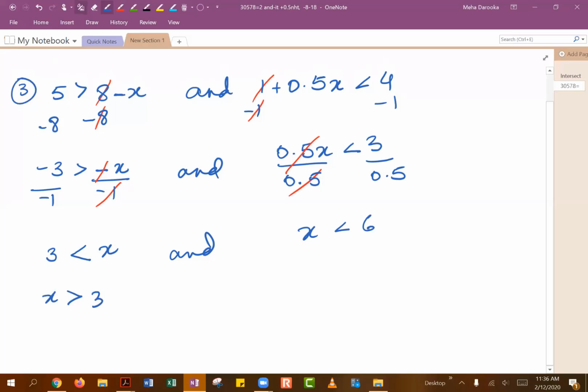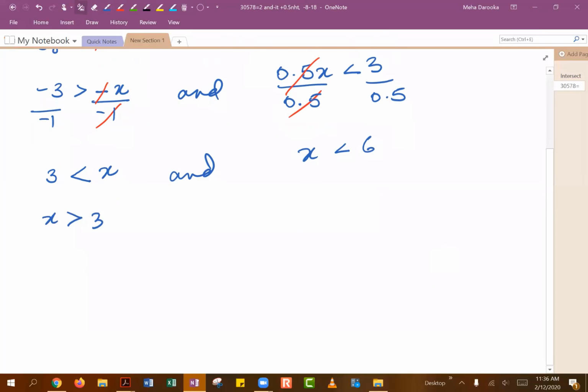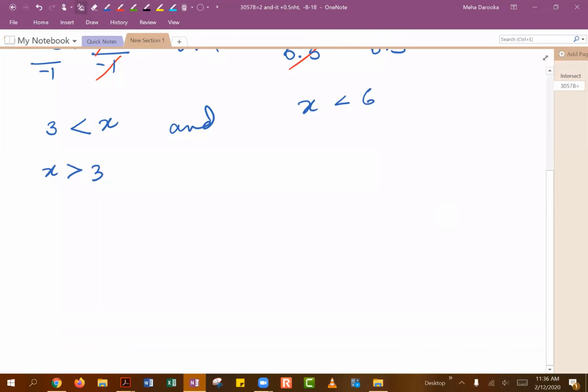Okay. So this one, the sign doesn't change, right? Yeah. Right, because you're dividing by a positive number, so the direction does not change. Very nice. And multiply by negative, yeah.